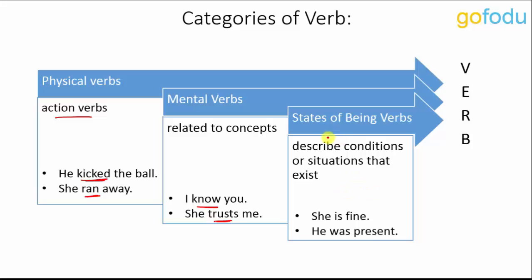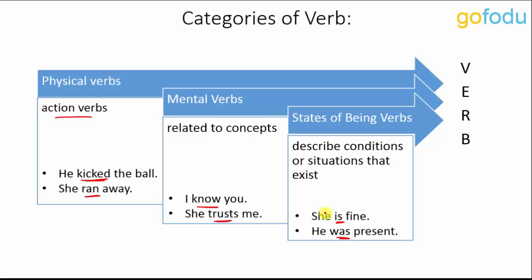State of being verbs. These are verbs which are also called linking verbs. They describe a situation or condition that exists. They are actually inactive. In these, no action is performed. For example, she is fine. Over here, is is a state of being verb. He was present. He was. Now over here, no action is being performed. For example, I can say, I am a student. So am would be a state of being verb. Please be quiet. Be. We are happy. Are. All these are state of being verbs.